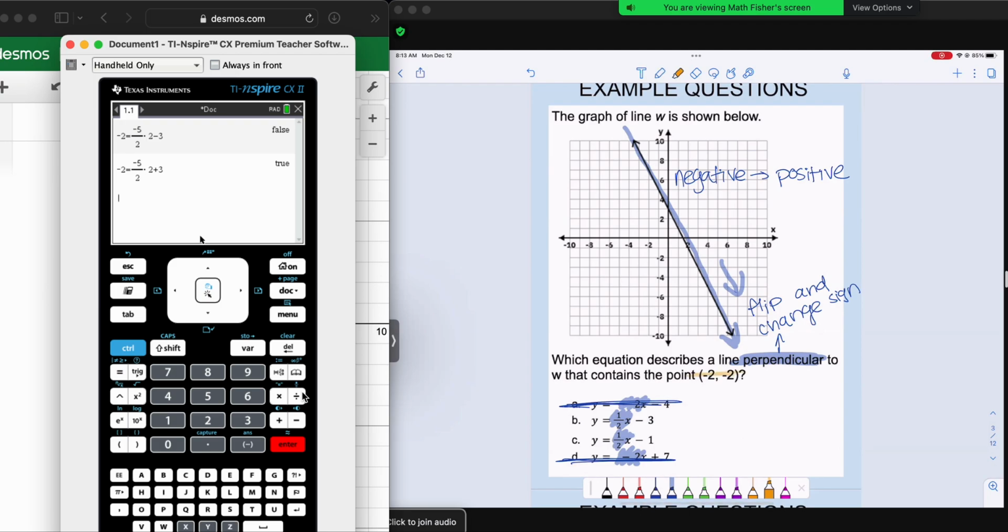Now, I'm going to do the best trick we know and do true, false to figure out my final answer. So I have y = 1/2 x - 3 and y = 1/2 x - 1. Put our parentheses. Anywhere I see an x, I'm going to put a negative 2. Anywhere I see a y, I'm going to put a negative 2.